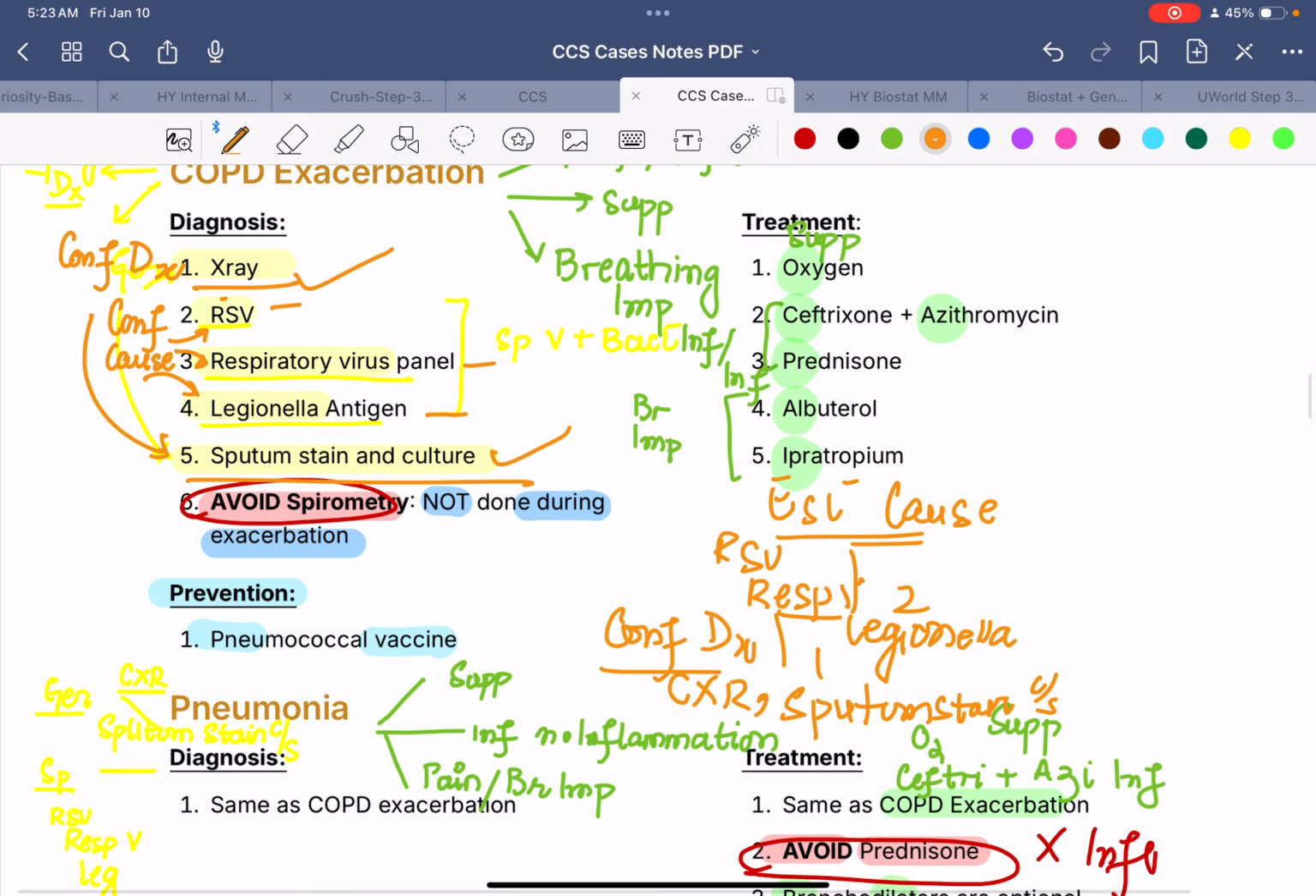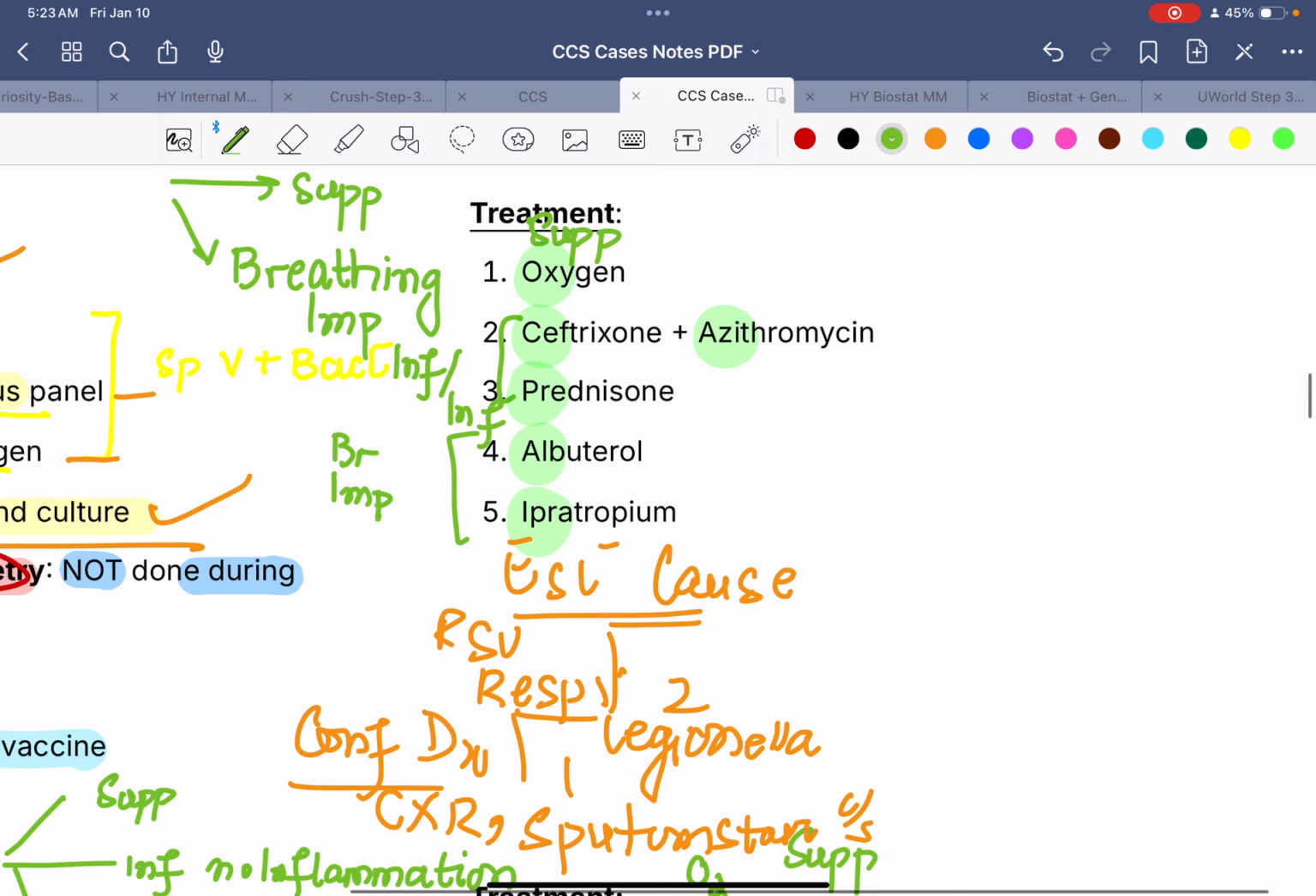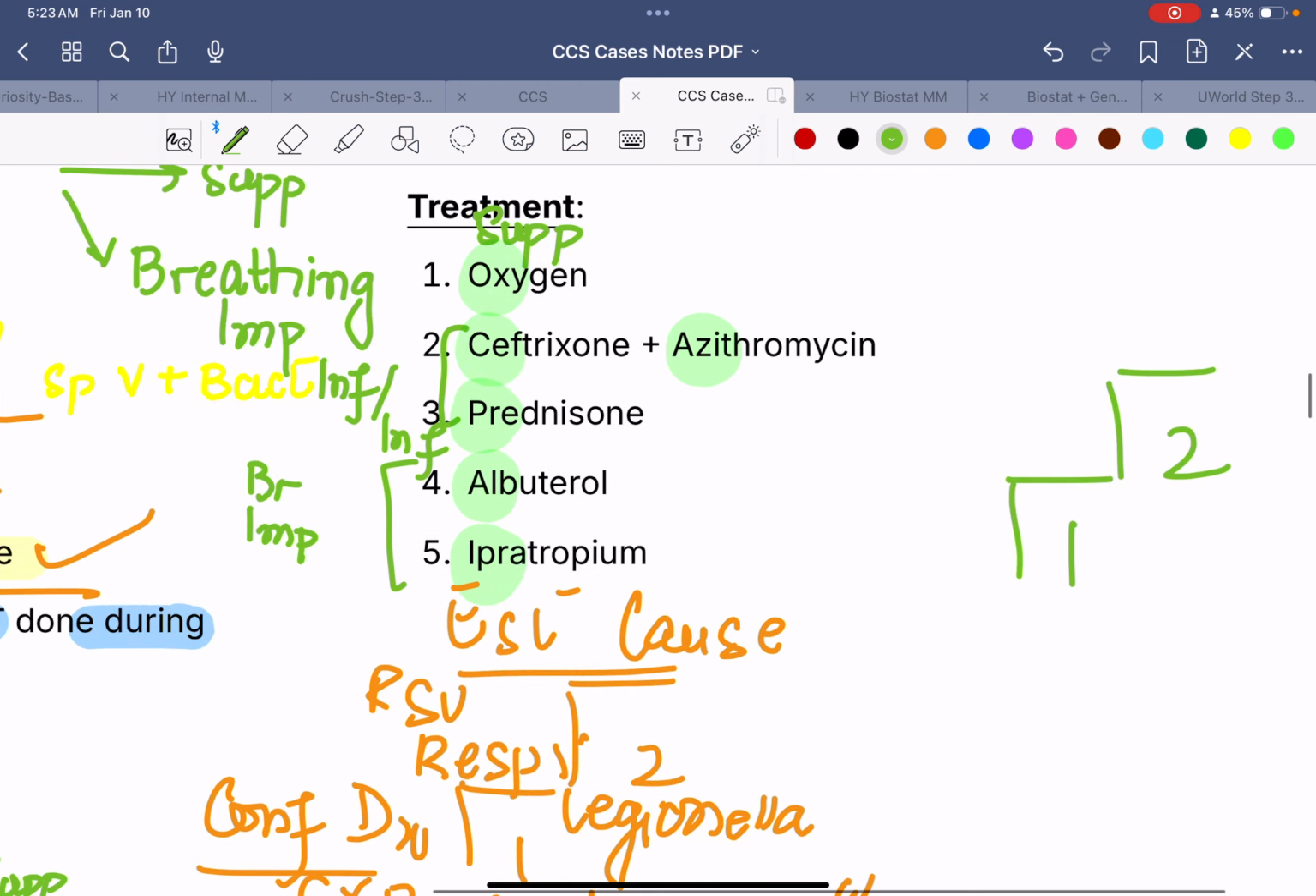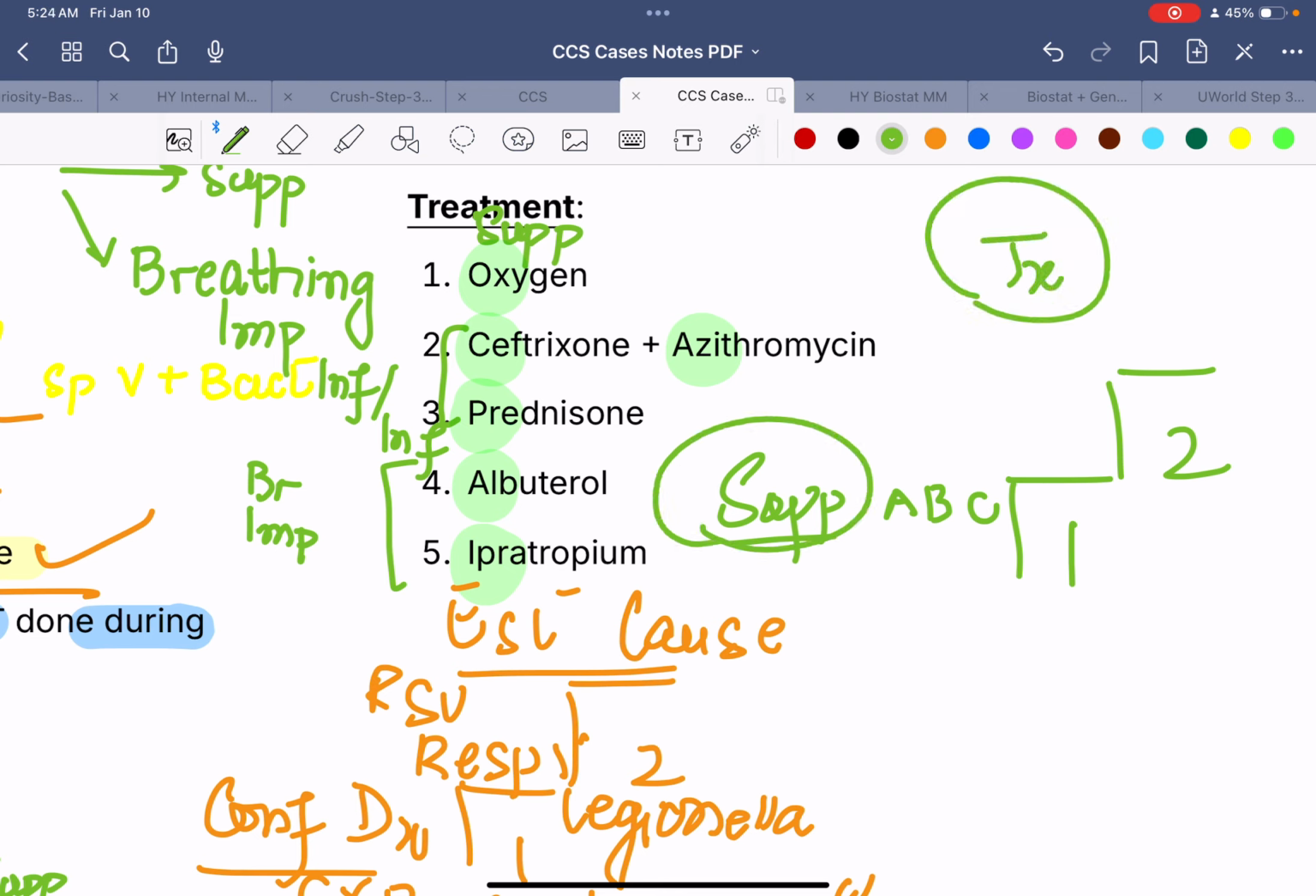Again, treatment can also be divided into two main parts, just like the diagnosis was divided into two main parts. So we have two main goals of treatment. One is the support of airway, breathing and circulation, right? And then we have the exact treatment that we are going to do for the cause, right? So the support for the airway, breathing and circulation would be in the form of, of course, oxygen, and if the patient has breathing difficulty, then we can give albuterol along with ipratropium, right? So this is the supportive general treatment for breathing.